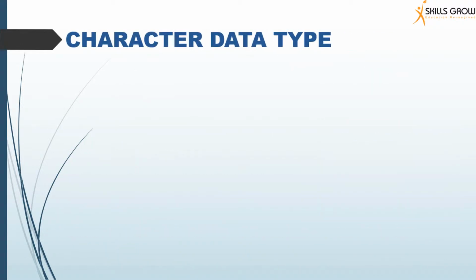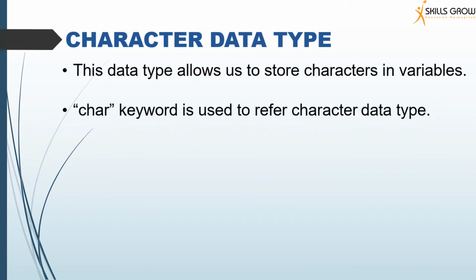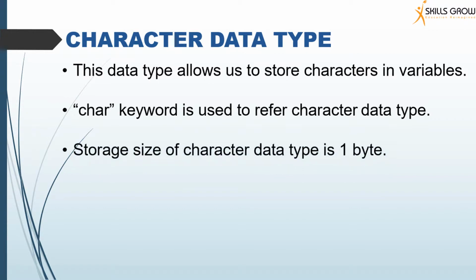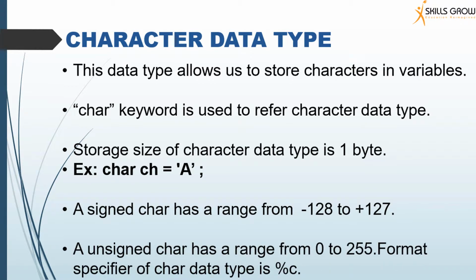Character data type. This data type allows us to store characters in variables. Keyword char is used to refer to a character data type. Storage size of character data type is 1 byte. Here in the example, character variable ch is initialized to a character a. A signed character has a range from -128 to +127, whereas an unsigned character has a range from 0 to 255. Format specifier of character data type is %c.